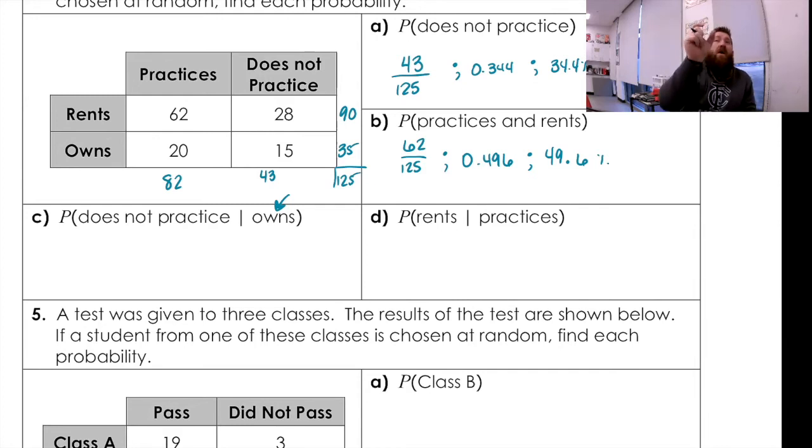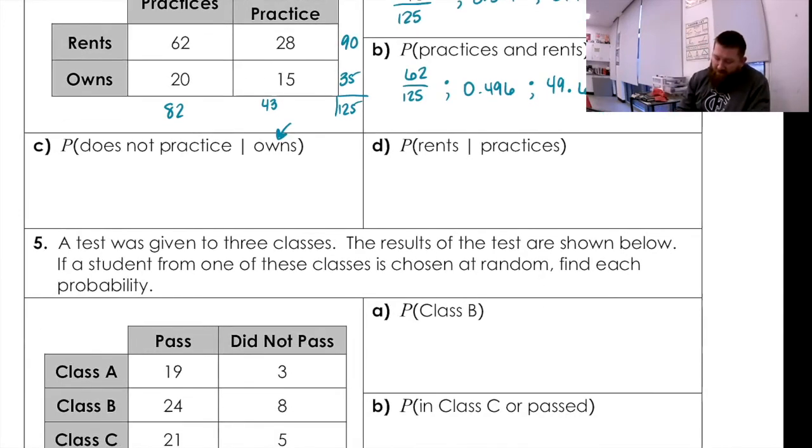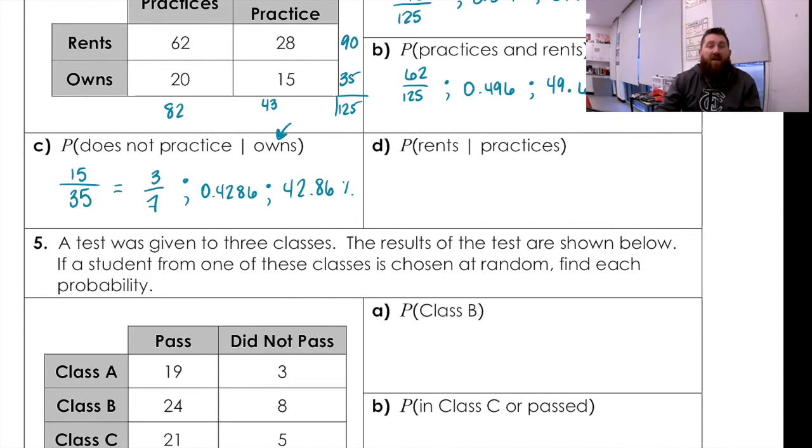So in our data, how many people owned a piece of equipment? That would be 35. So 35 people owned a piece of equipment, and of those 35 individuals, 15 of them did not practice. Now, of course, this guy's going to reduce. Looks like 5 goes into 15 3 times, 35 7 times. And of course, that data can be represented as a decimal or a percentage. And remember, guys, probability will always be within 0 and 1. Probability can never be greater than 100 percent. It can never be less than 0.